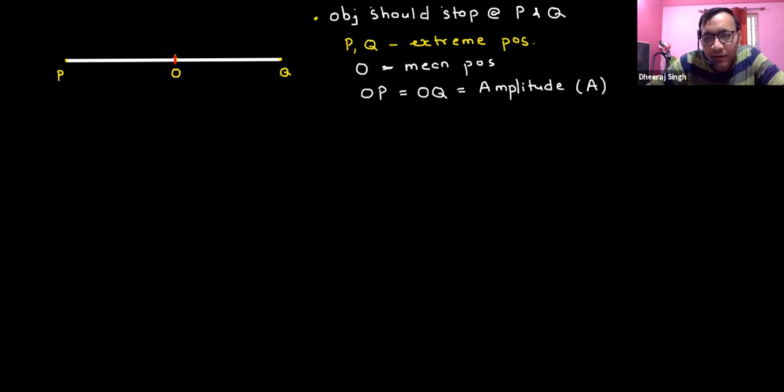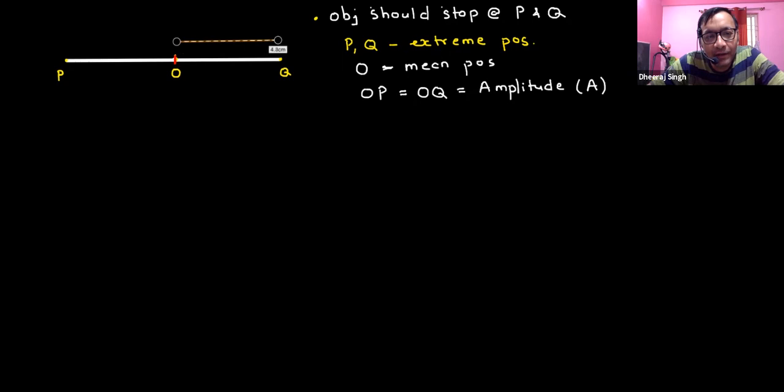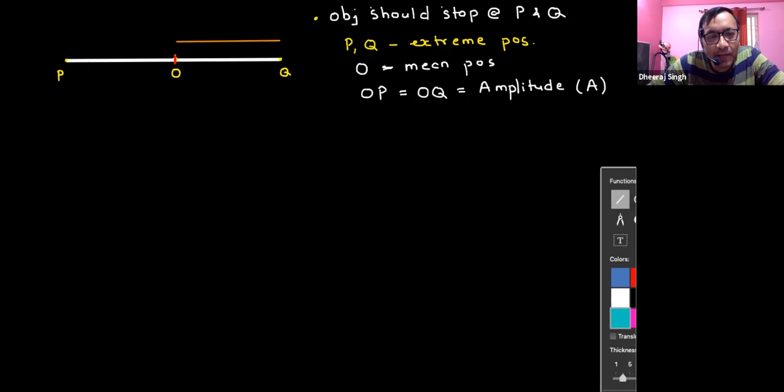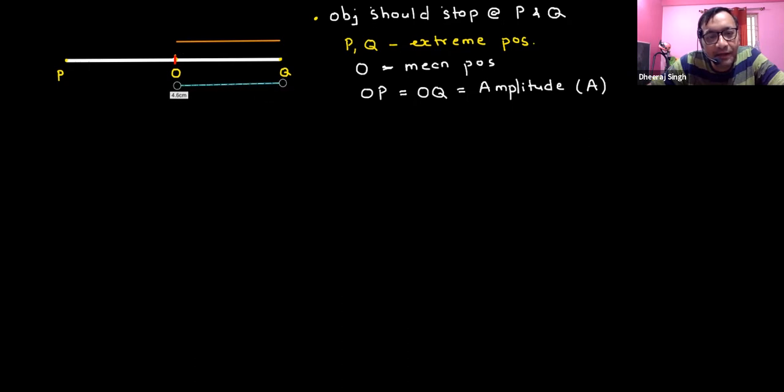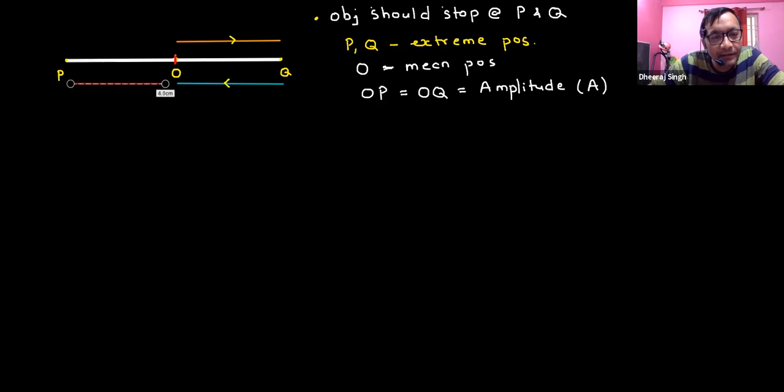Okay, so velocity doesn't repeat. The direction of velocity is changed. How can it be repeating? So it has to go there. This is the first movement. Then it has to come back. Now everything is repeating except velocity. So it is not one time period. It goes like this, goes like that. So it has to go back to P like this.